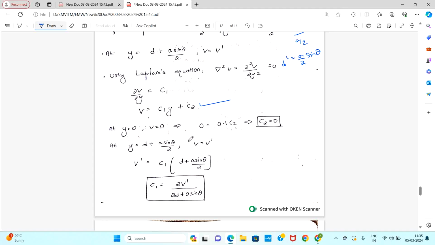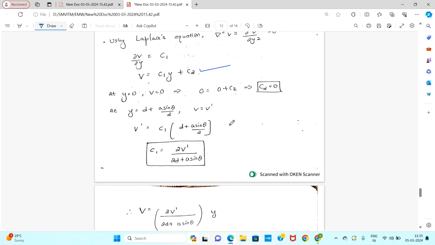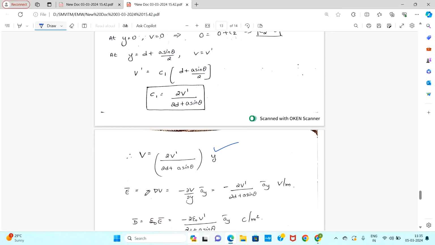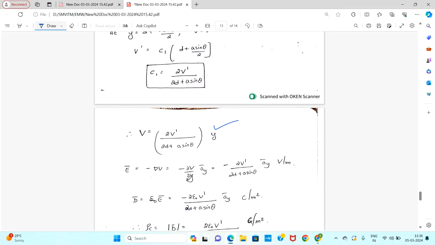Another boundary condition is when y is d plus a by 2 sine theta, the potential is assumed to be V dash. So I will use this boundary condition in this equation to get another constant c1. I'll substitute both of them back in the main equation. So I finally got the potential equation as 2V dash by (2d plus a sine theta) into y. Okay. Next, after potential, it is the electric field intensity, minus del V. So again in the y direction, I have to differentiate this with respect to y, and I got this answer.